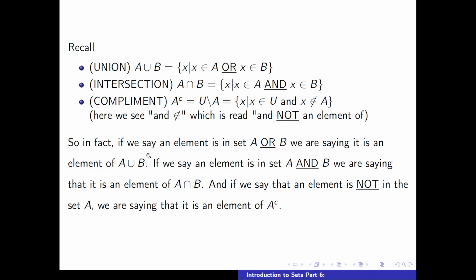So in fact, if we say an element is in a set A or B, we are in fact saying that it is an element of A union B. If we say that an element is in the set A and B, we are saying that it is an element of the intersection, A intersect B. Notably these are interchanged informally, so we can say A union B, but now that we formalize this, we can also say A or B. So A union B is equivalent to saying we're in the set A or B, and A intersect B is equivalent to saying in the set A and B.